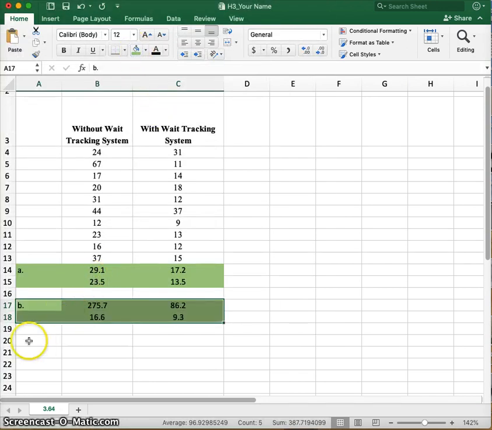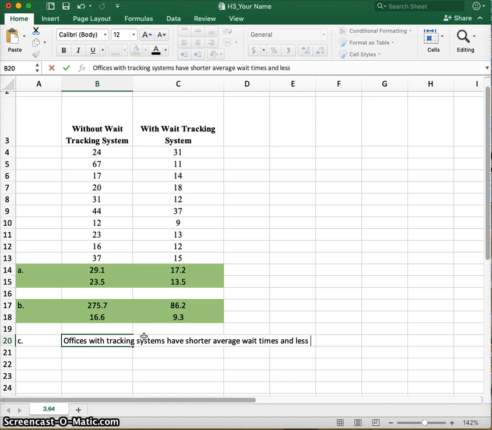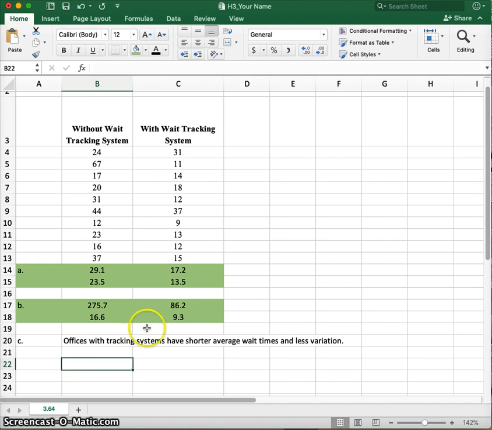C wants to know what kind of conclusions I can make regarding the weight tracking system versus not using a weight tracking system. And I can say that offices with tracking systems have shorter average wait times and less variation in wait times. Okay, so here's my average wait time, 17 minutes compared to 29 minutes, almost half as much. And here's the variation. One standard deviation is 9.3 minutes compared to 16.6 minutes, so there's much less variation.